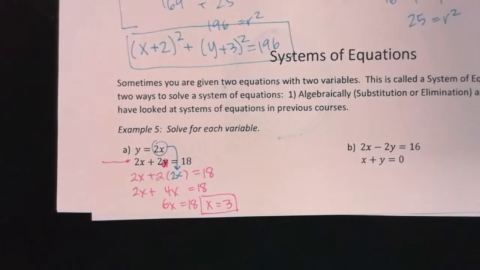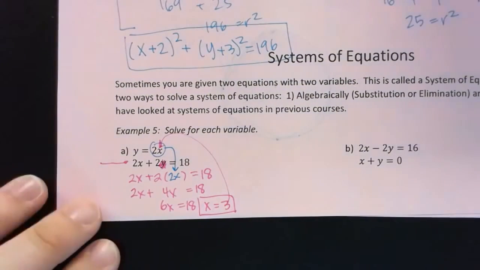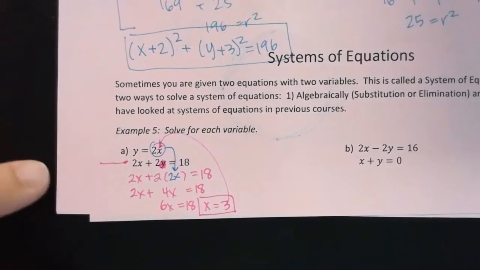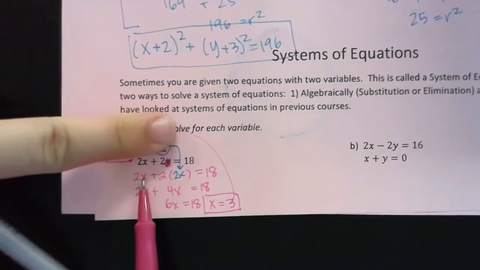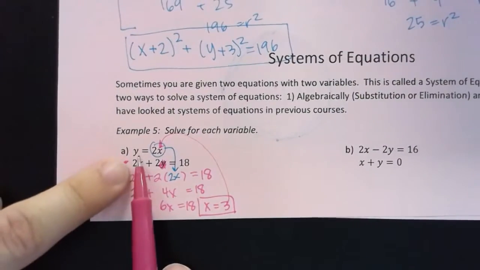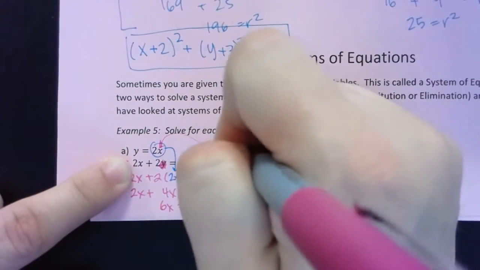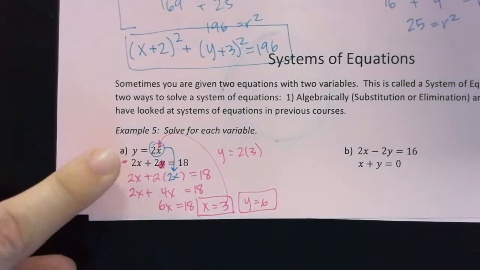Now, if x is 3, could we solve for y? We're going to take that 3 and we're going to put it in right here. You could use either equation. You always want to use the equation that's the most simple. If I plug it in here, then I have to solve for x, or solve for y. Right here, y is already by itself, so y equals 2 times 3. Y equals 6.